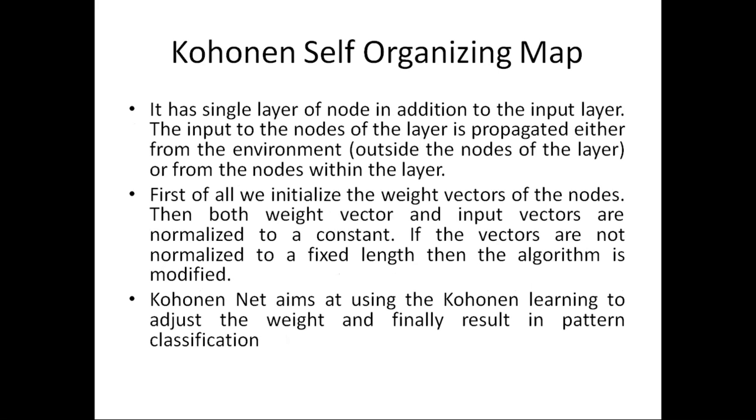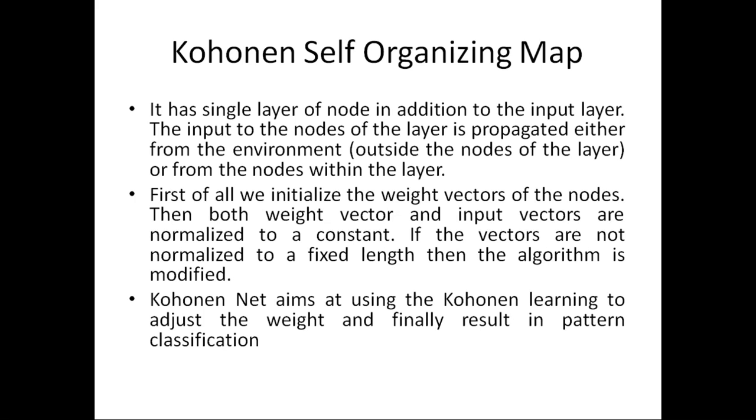Then in this self-organizing map, first of all we will be going for the coherent self-organizing map. This coherent self-organizing map has a single layer of nodes in addition to the input layer. That means the input layer is one layer, and in addition to it, it has one more layer. As you know, the input to the nodes of the layer is either propagated from the environment, that means from outside the nodes of the layer, where input is not taken from these nodes, then we call it from the environment. Or the input is taken from the nodes within the layer, so this is the second option.